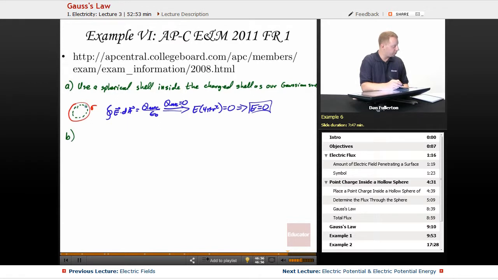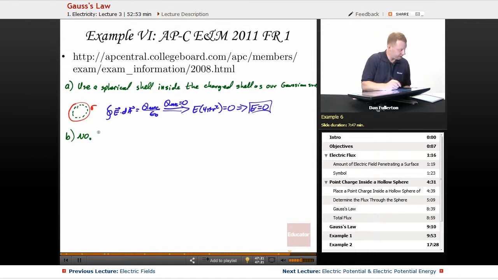Now for part B, it says the charges are now redistributed so that the surface charge density here is no longer uniform. Is the electric field still 0 everywhere inside the shell? And the answer, of course, is no. Without the symmetry of charges to cancel each other out, there can be an internal electric field. Gauss's law still holds, but it's not the same everywhere. So using Gauss's law isn't overly helpful to you at this point for determining an electric field.